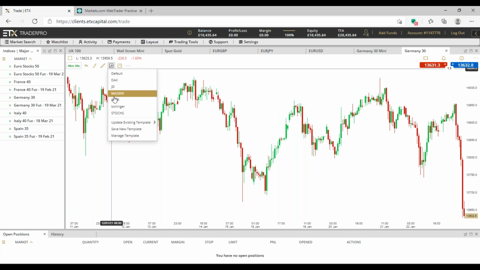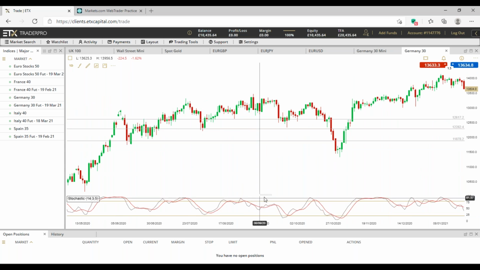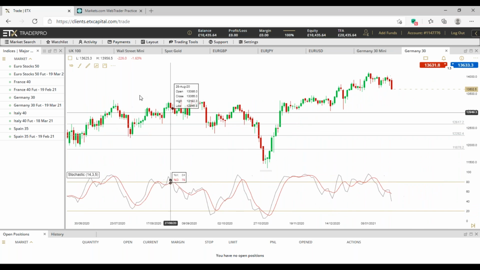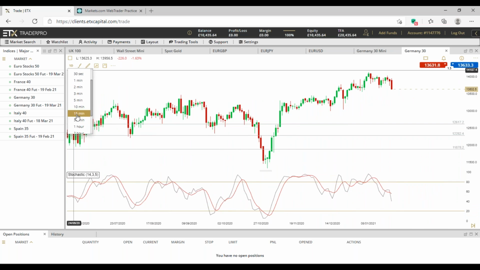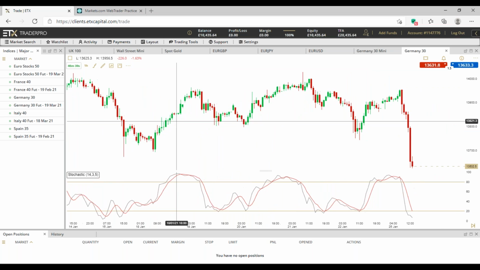Stochastics, I've already put in there. So there's the stochastics here, the German chart. This is a daily chart. If I move that, let's just see if there's anything on an hourly. So more of an intraday type of situation here.